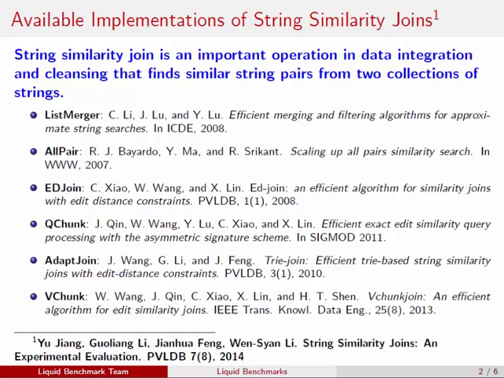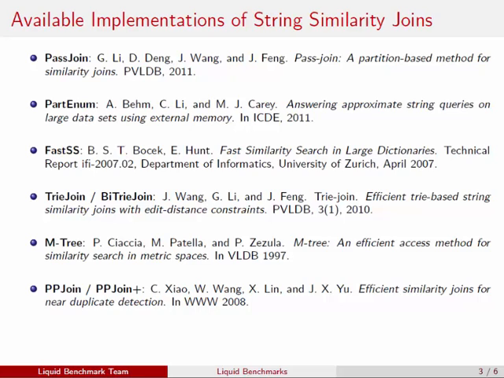A string similarity join is an important operation in data integration and cleansing that finds similar string pairs from two collections of strings. There are a couple of implementations such as ListMerger, AllPair, EdJoin, QChunk, AdaptJoin, VChunk, PassJoin, PartEnum, FastSS, TreeJoin, M3, PPJoin.